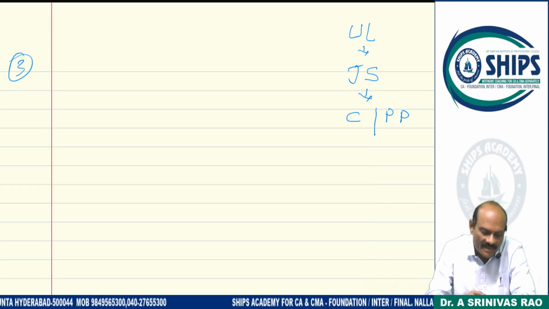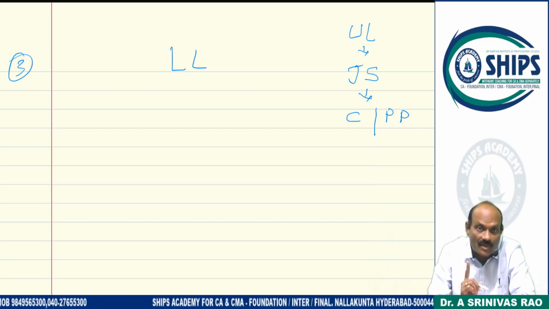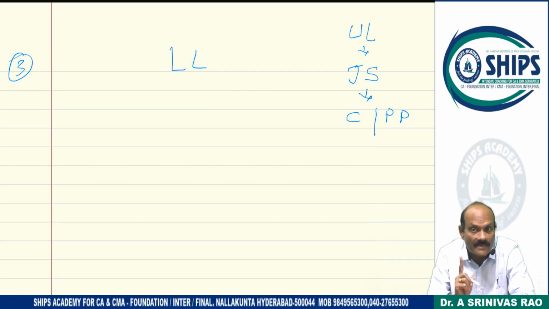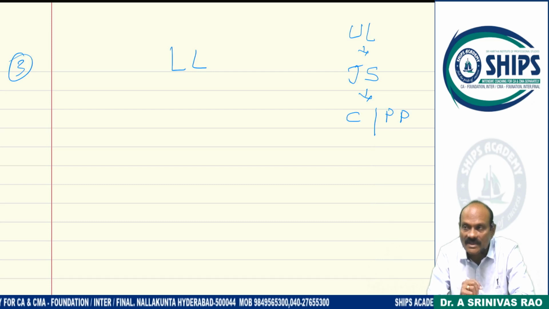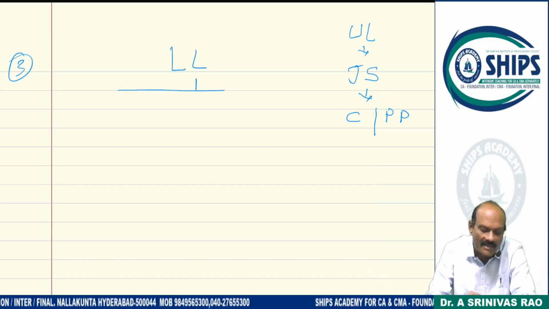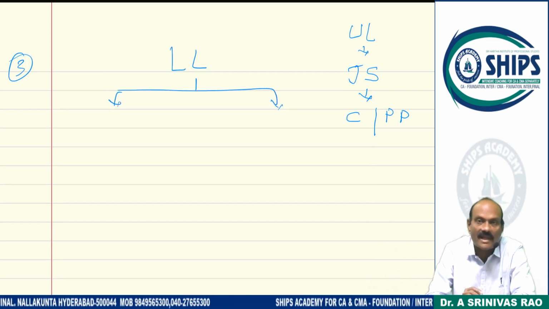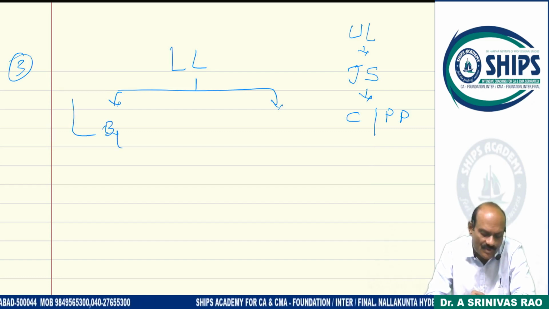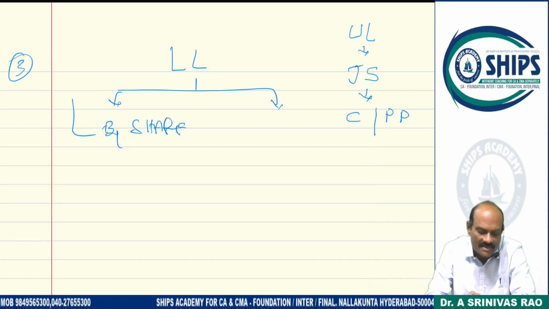Whereas in the case of a company, the shareholders' liability is limited liability. My words are very clearly chosen, so listen carefully. The company's liability is unlimited. The shareholders' liability is limited liability. The concept of limited liability is classified into two types. One is limited by share, the other one is limited by guarantee.